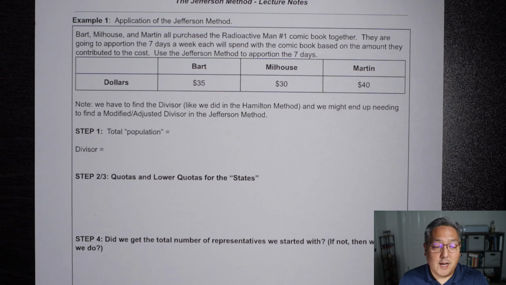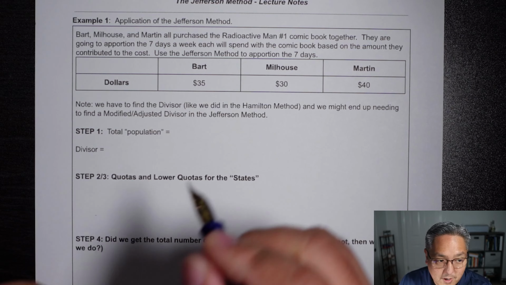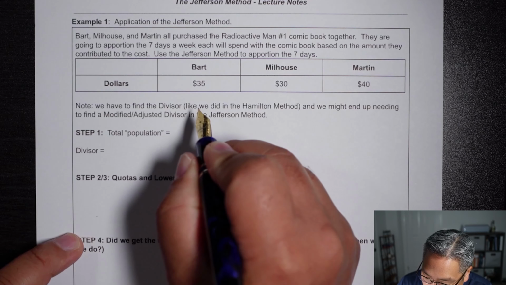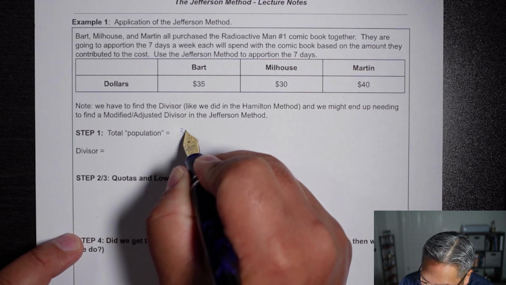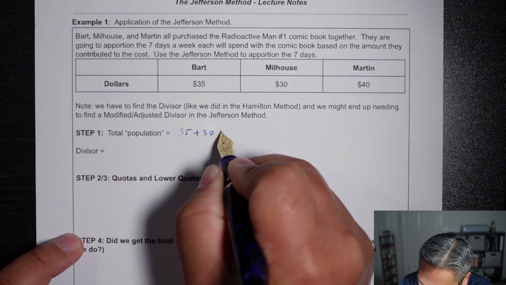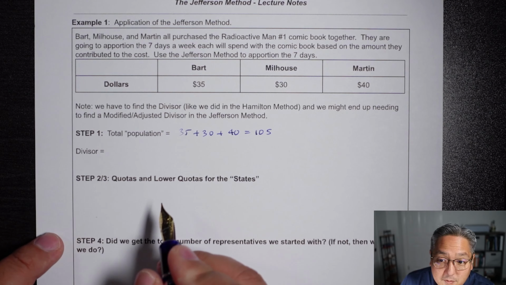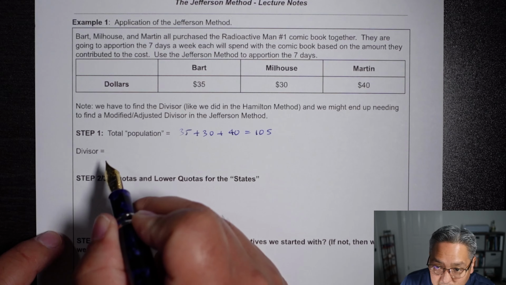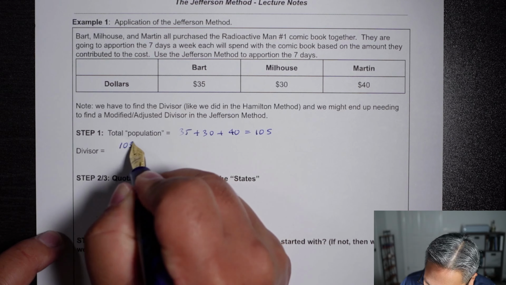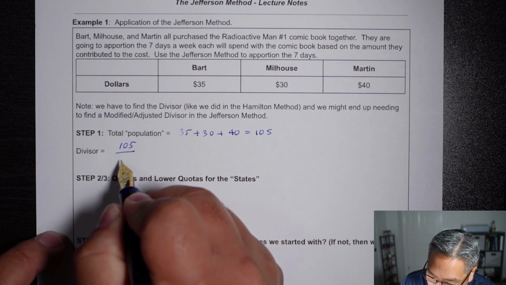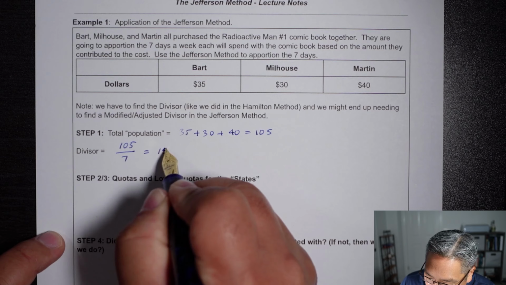We're apportioning that. In this particular example, I just want to illustrate how I go about finding the divisors and whatnot, right? So just kind of a quick reminder, the total population is the total amount of money they spent. That was our 35 plus 30 plus 40, which is 105. Our divisor then becomes 105 divided by 7, which is 15.